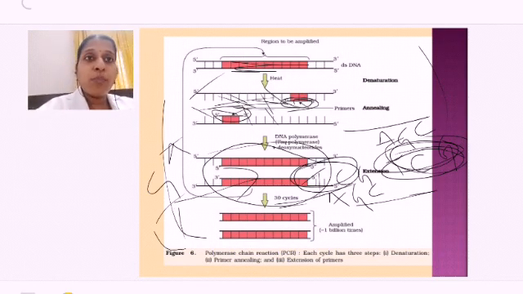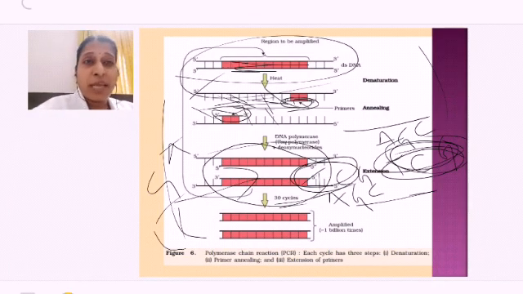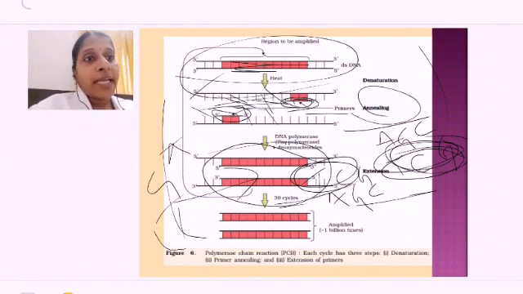We are allowing them to multiply. So how many DNA fragments will be formed? From one DNA fragment, the same copy, around billions of copies will be formed. Okay. So what do we call this? Polymerase chain reaction. So first is annealing, adding primers.